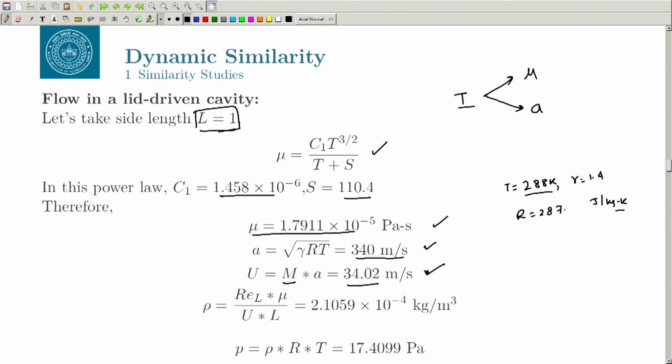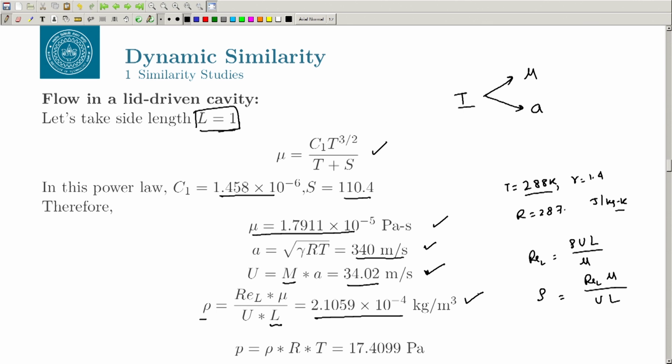Now that you know your speed of sound, the velocity and the viscosity, and your length scale also you know, you fixed it to 1, you can calculate your density. How? Because Re_L is equal to rho u L by mu, right. So, if you want to calculate rho, it will be Re_L into mu by u into L. If you put all those values there, you will get the value 2.1059 into 10 power minus 4, right.